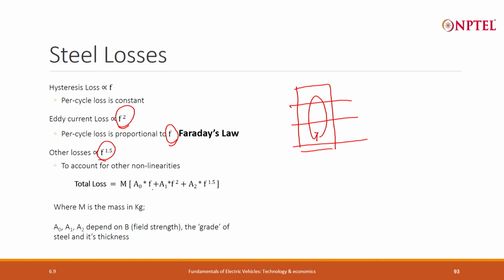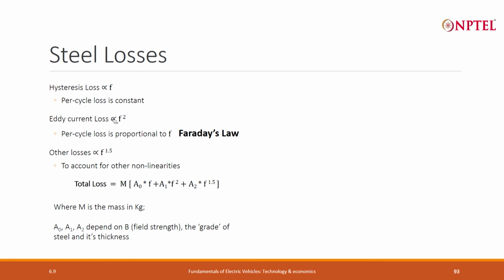There is a coefficient A0 with F, there is another coefficient for eddy current, that is A1, and then for the other losses F to the power of 1.5, there is another coefficient called A2, and all of these multiplied by the total mass of the steel in it will give us the total loss. So, now these numbers A0, A1, A2, they depend upon, on the one hand, the field strength, which comes from the magnet, and it also depends upon the grade of steel, and it depends upon the thickness of the steel. Already we discussed that if the thickness is thinner, the resistance becomes more, so you will have less losses. So, on all of these things it will depend.